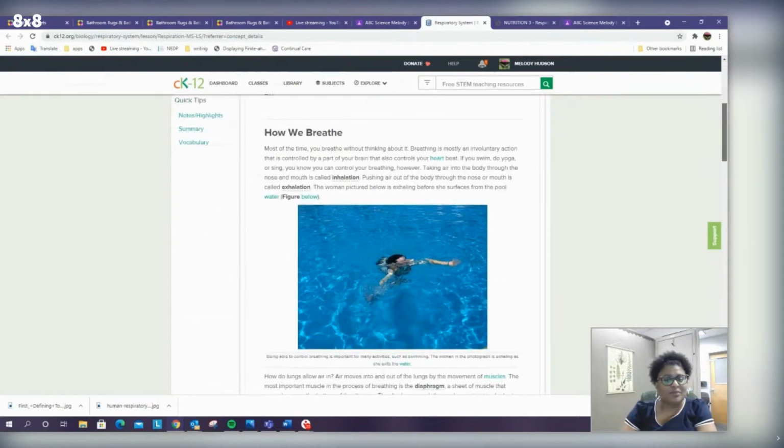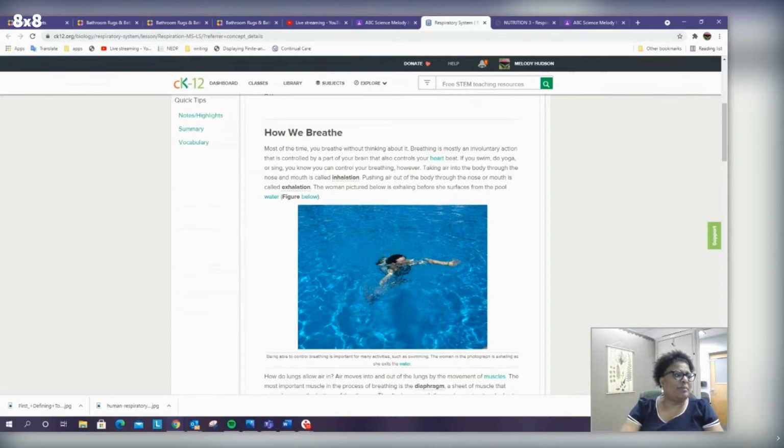So let's go on. How we breathe. It's mostly involuntary. We don't have to think about it, thank goodness. That would be some work. It's an involuntary action controlled by the part of your brain that also controls your heartbeat. So if you swim, do yoga, or sing, you know that you can control your breathing. However, taking air into the body through the nose and mouth is called inhalation. Pushing the air out of the body through the nose or mouth is called exhalation.